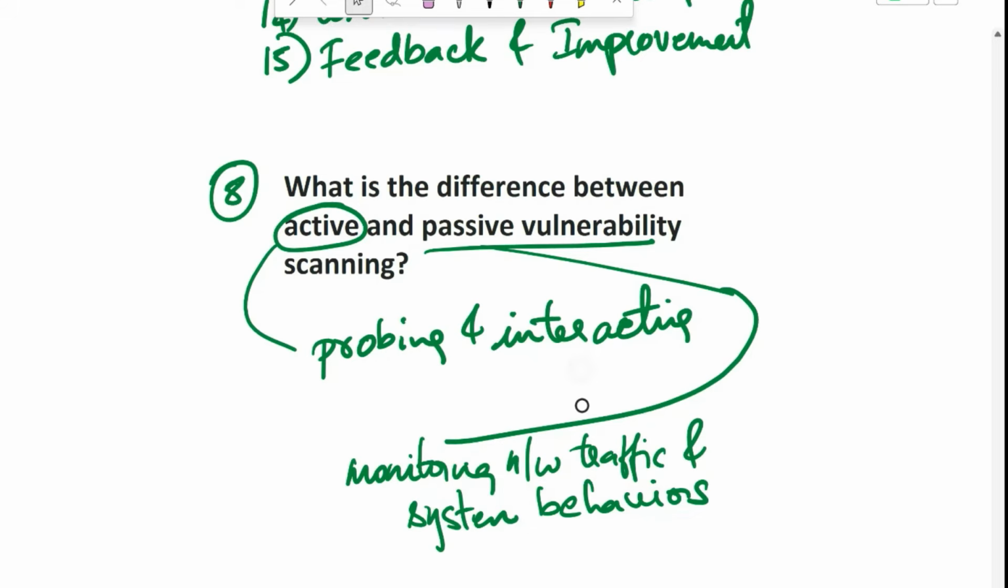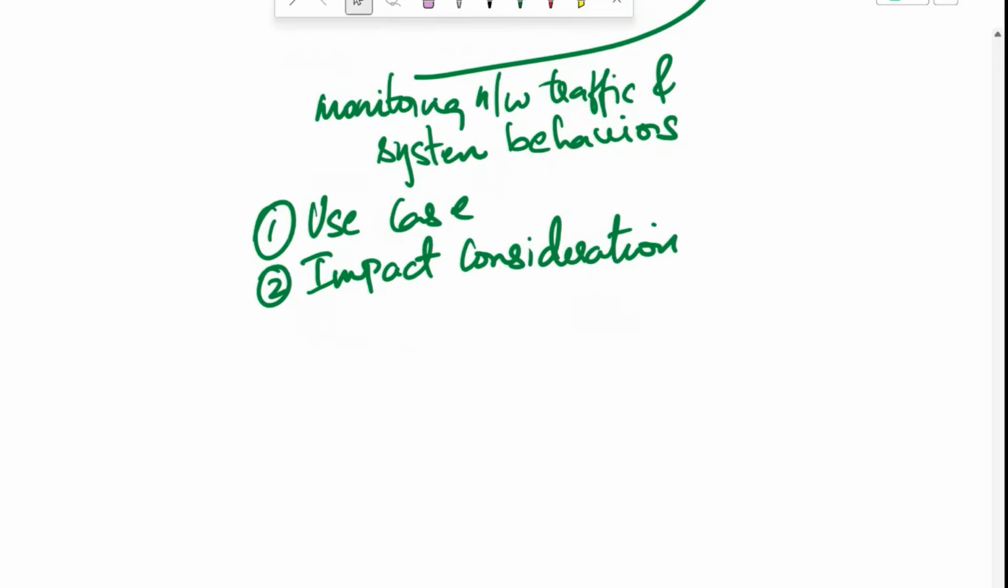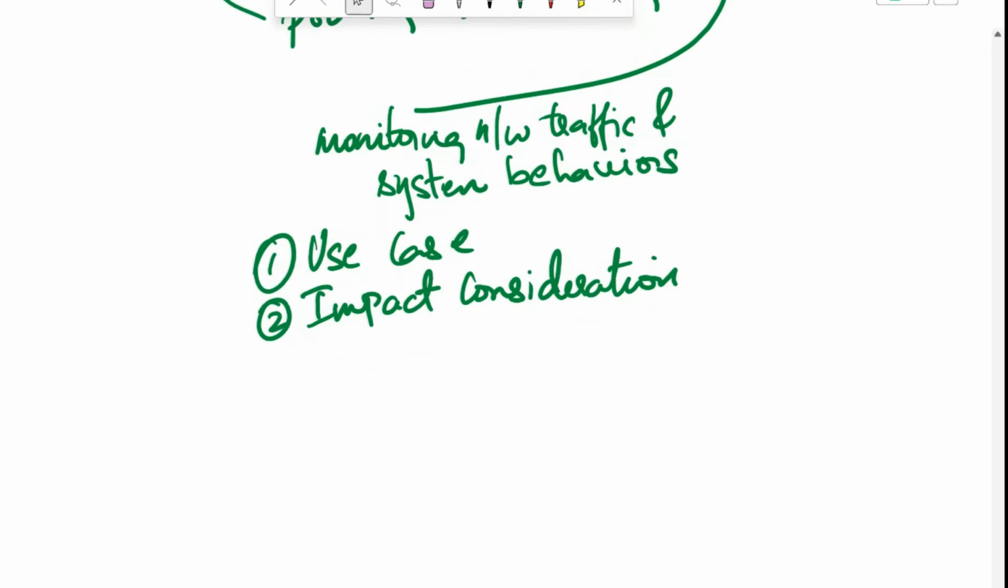First thing we need to consider here is the use case. Active scanning is suitable for scheduled vulnerability assessments where immediate results are necessary. Passive scanning is beneficial for continuous monitoring and detecting vulnerabilities as they appear. Next one is impact consideration. If system disruption is a concern, passive scanning is a better option. Active scanning should be conducted during maintenance windows or with proper approvals.